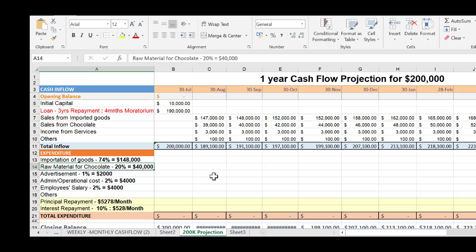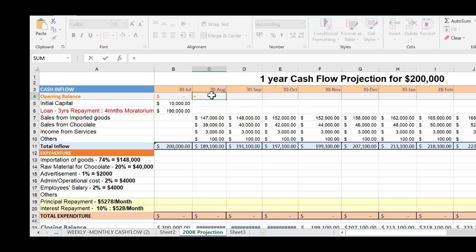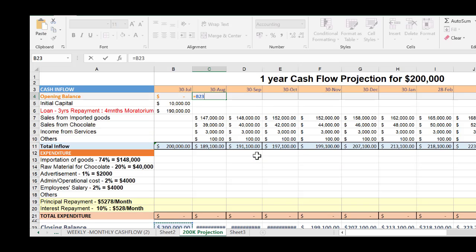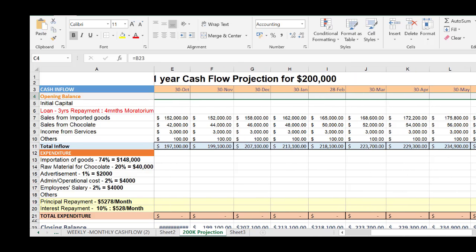Now, considering our expenditures, so yeah, we omitted something. Let me quickly add it up. Please don't forget that your next month opening balance is usually the closing balance of the previous month. So watch me very closely. Equal to, which is the closing balance of this month. Enter. All right, so that's very important.